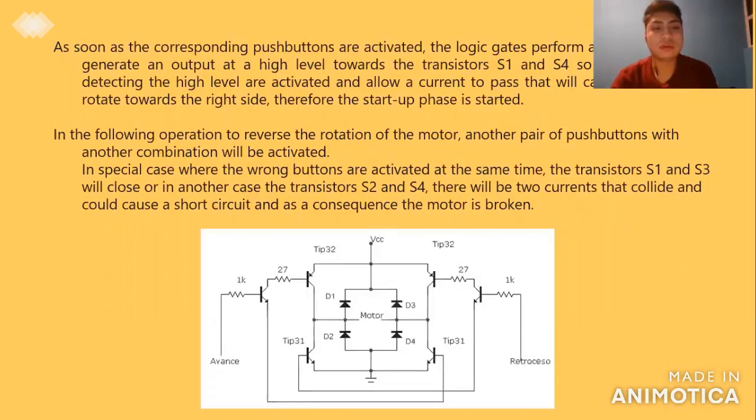In the following operation, to reverse the rotation of the motor, another pair of push buttons with another combination will be activated. In a special case where the brown buttons are activated at the same time, transistors S1 and S3 will close, or in another case transistors S2 and S4. There will be two currents that collide and cause a short circuit, and as a consequence the motor is broken.